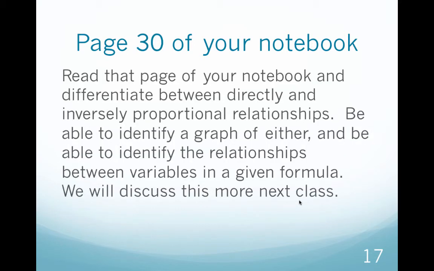All right, on page 30 of your notebook, go ahead and turn to page 30. You're going to see that this particular part is labeled proportions, and it talks about directly proportional and inversely proportional. Read that page of your notebook and differentiate between directly and inversely proportional relationships. Be able to identify a graph of either, and be able to identify the relationships between variables in a given formula. We'll discuss this more next class, but it's going to help your understanding if you've already read it. So again, you'll have time at the end of class and also between now and Thursday to go ahead and get that read.